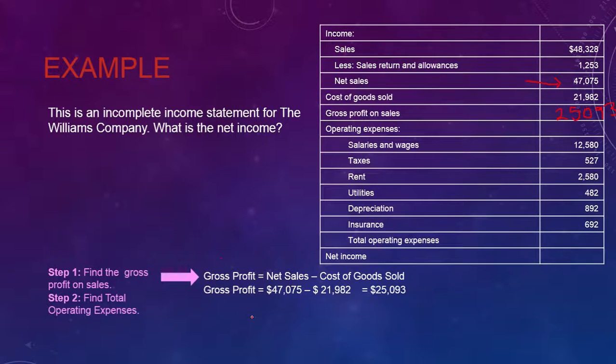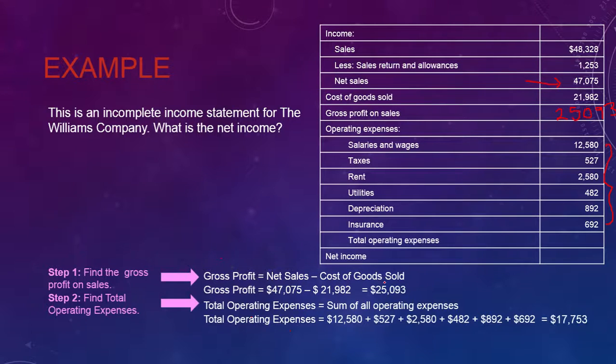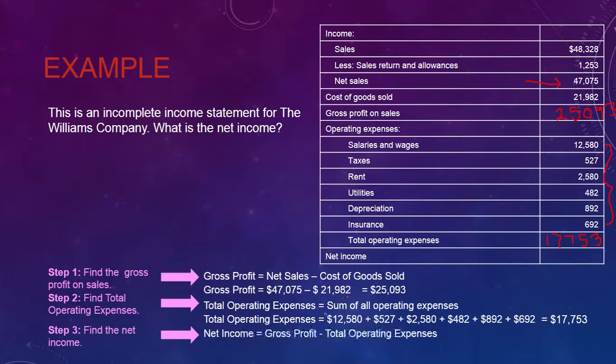Alright, step 2, find the total operating expenses. And again, that's just really adding all the expenses together. When we do that, we get $17,753. So that is the total operating expenses. To find the net income, we just subtract the total operating expenses from gross profit, giving us the net income of $7,340.